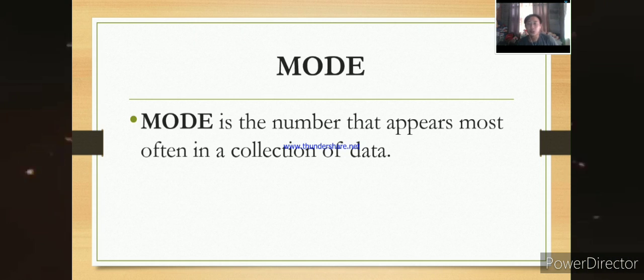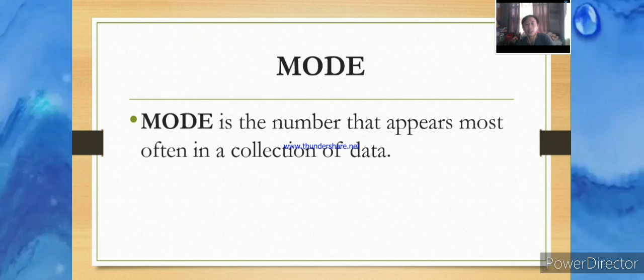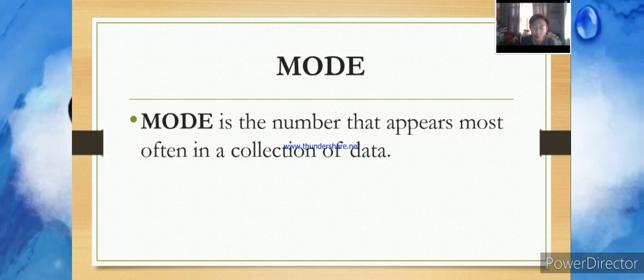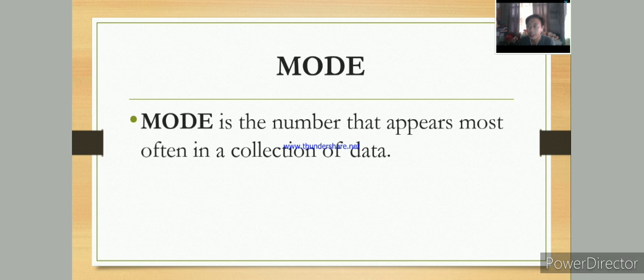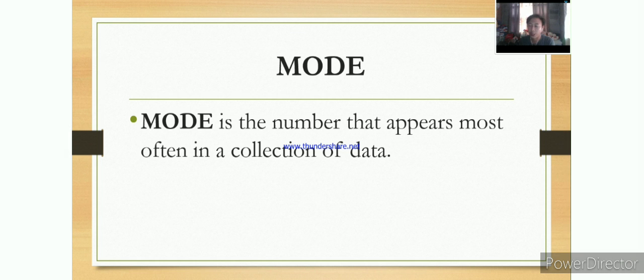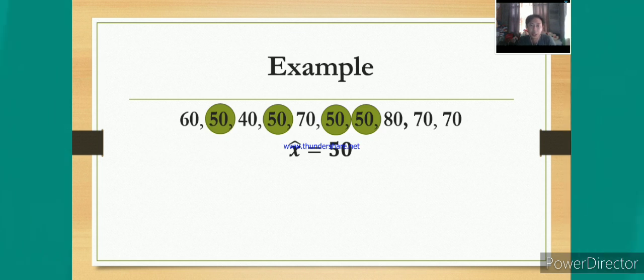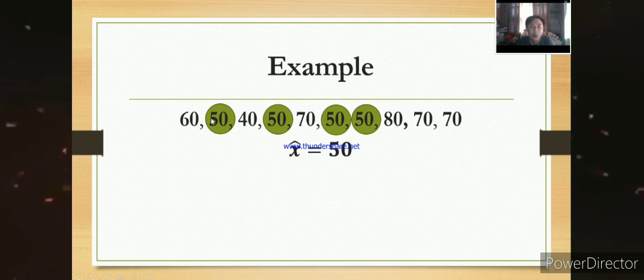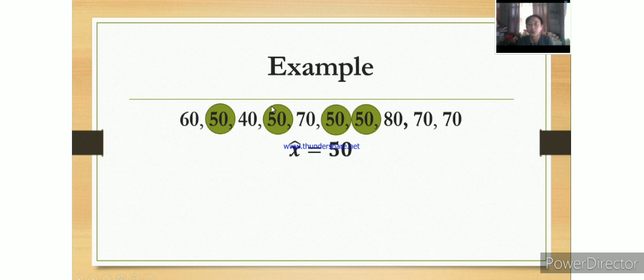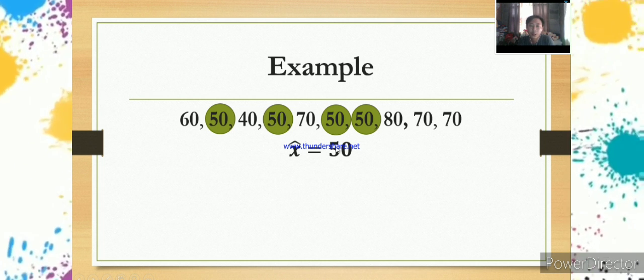Next is the mode. Mode is the number that appears most often in a collection of data. So here is the example. We have here 60, 50, 40, 50, 70, 50, 50, 80, 70, and 70. So our mode is 50. Why? Because we have here four of the same number, the most frequent.